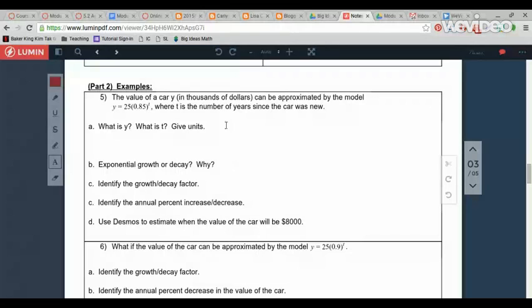So using the exponential decay model, which is the 1 minus r, you could use that model to answer this question and figure out what's the value of the car at a certain number of years after it's new. And you could also figure out when the value of the car would be a certain amount of money.